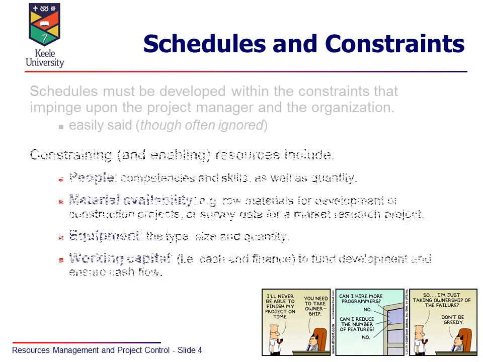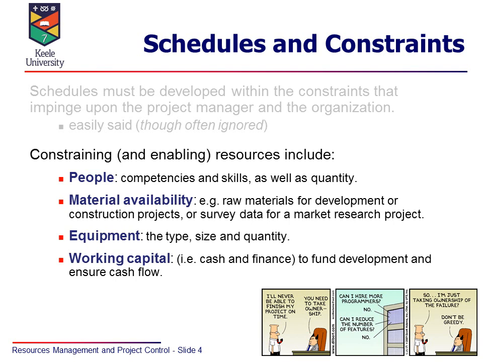Okay, so when we're talking about resources and constraints on projects, we're really talking about 4 main areas. The resources are people, materials, equipment, and working capital, i.e. that means money, cash, and finance.